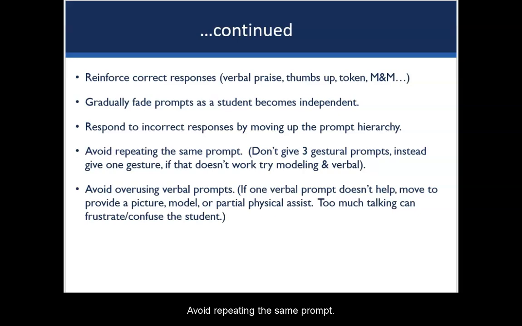Avoid repeating the same prompt. As I said earlier, students will zone out if you become that broken record. And the last tip is to remember not to overuse verbal prompts. There is already enough noise in the classroom.